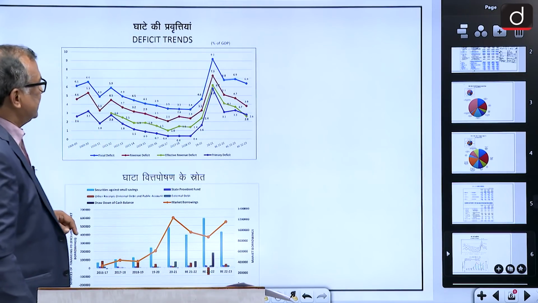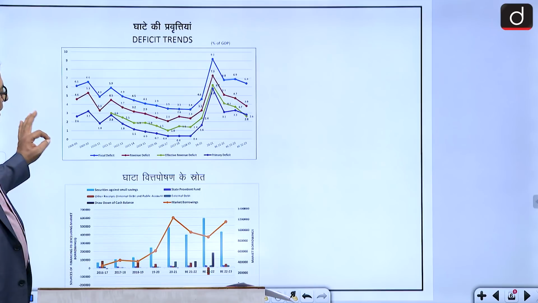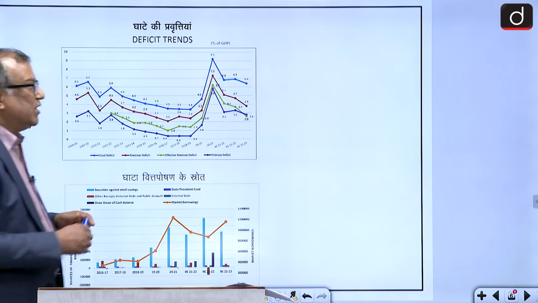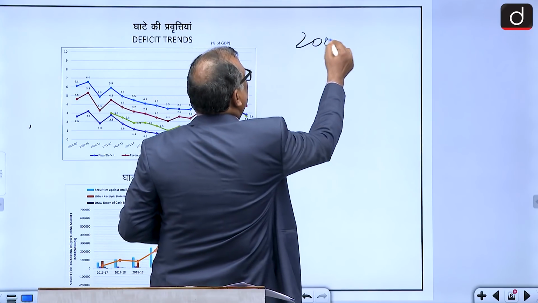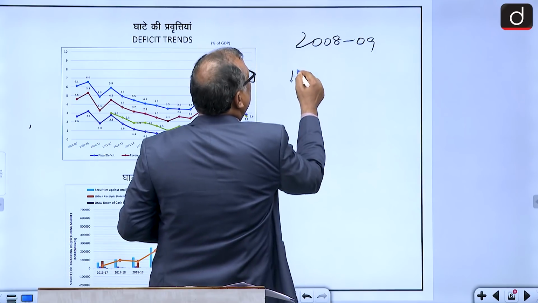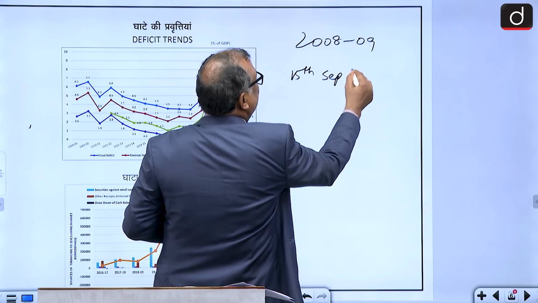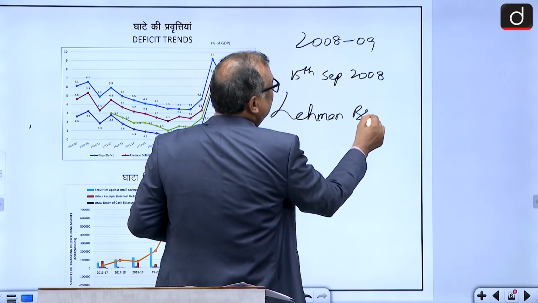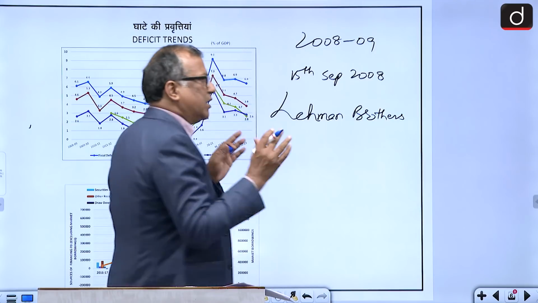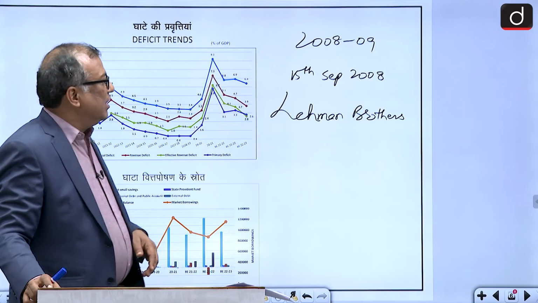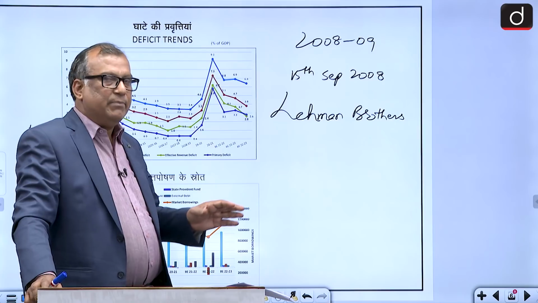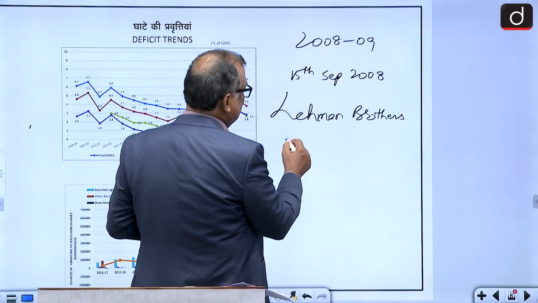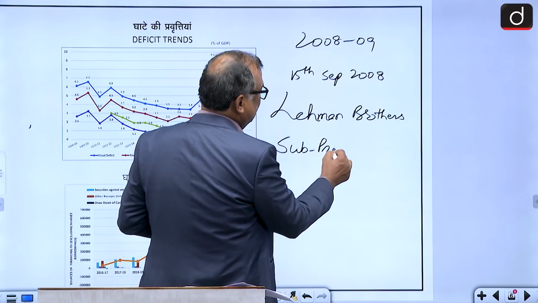If you look at deficits, the data trend has been given from 8-9. From 8-9, that is the year when the subprime crisis happened. Many of you could have forgotten that, but on 15 September, to be particular, 2008, Lehman Brothers, a big financial company in America, became bankrupt, followed by the bankruptcy of many other institutions of medium and small sizes. So that crisis was called the subprime crisis.